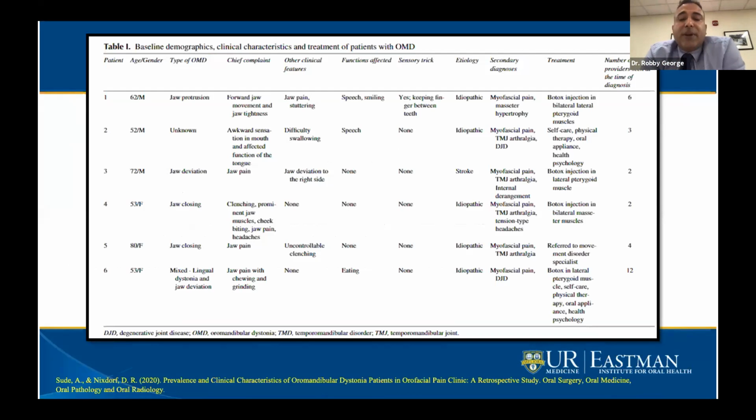And this is the recent article that was published, I think it's still in press. You could see how many times the patient had been misdiagnosed. And look at this, there was one case where the patient had gone to 12 different dentists before the patient was diagnosed with oromandibular dystonia.